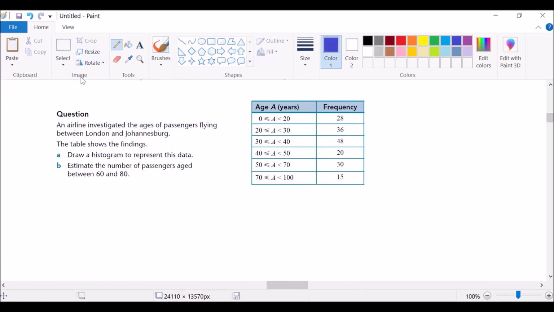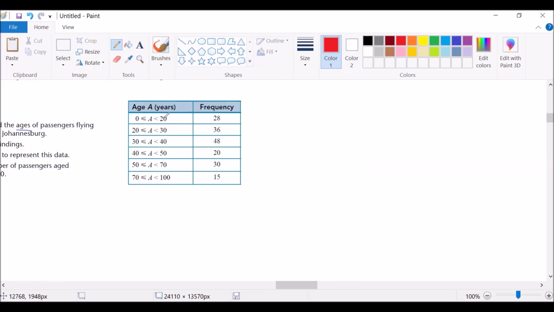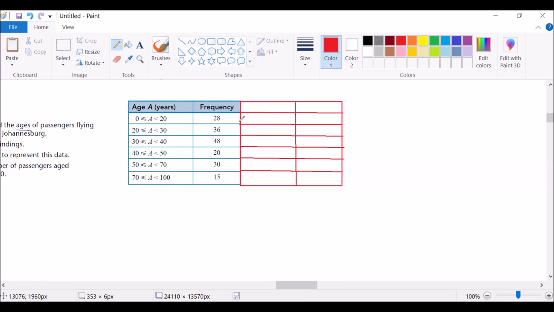Let's look at this example. An airline investigated the ages of passengers flying between London and Johannesburg. The table shows the findings. Draw a histogram to represent this data. So already we have our data grouped as continuous data.